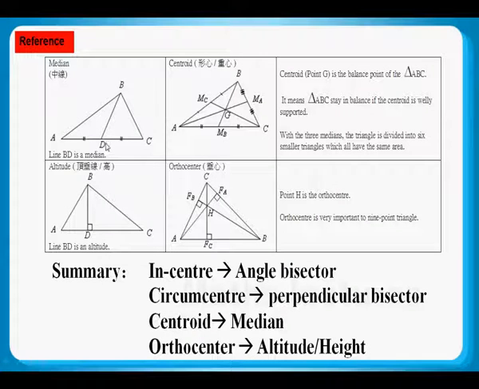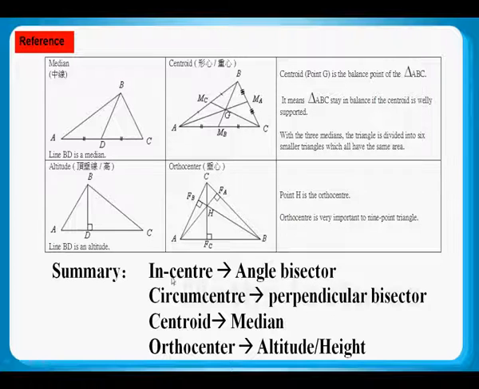A median is a line joining the midpoint of a side and the opposite vertex. Three medians give us a centroid. At the end, we have the altitude, which is just the height of a triangle. These three altitudes, or heights, help us find the orthocenter. Okay, to cut it short.